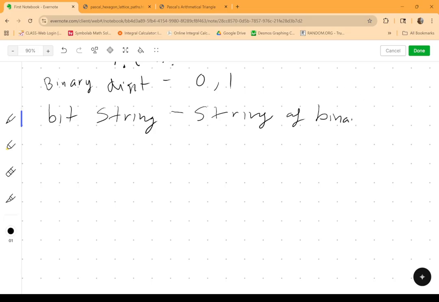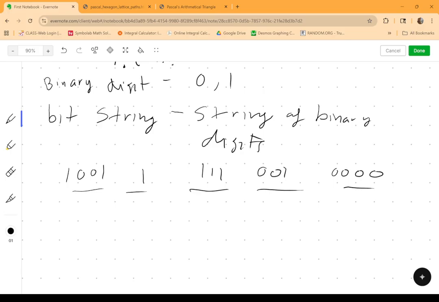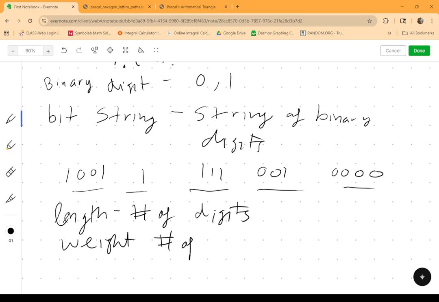Of binary digits. Any string, whether it's like this, like this, or like this, each one of these represents a bit string. Now the length of the string is the number of digits, and the weight is the number of ones.